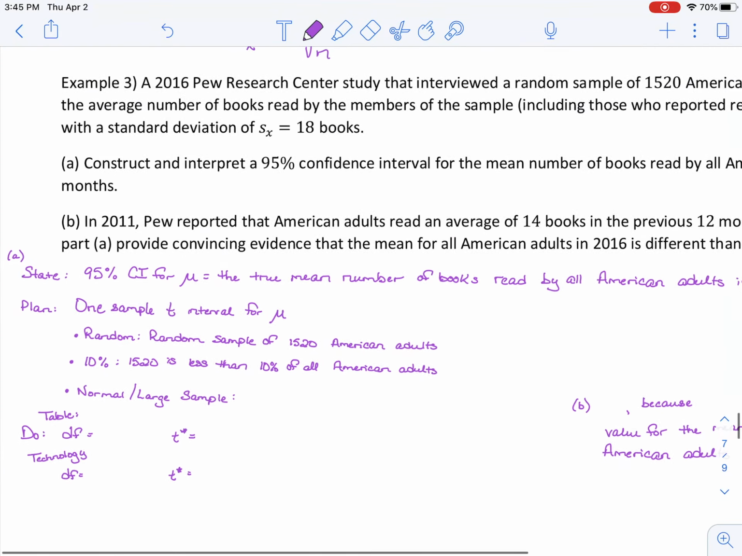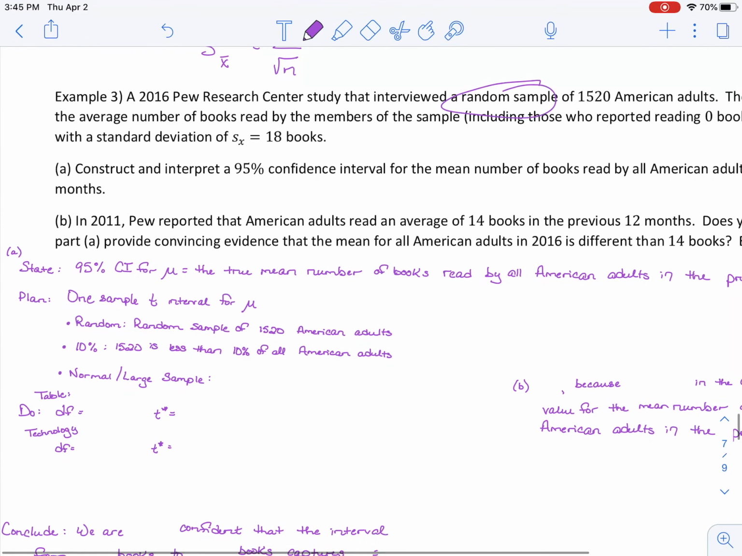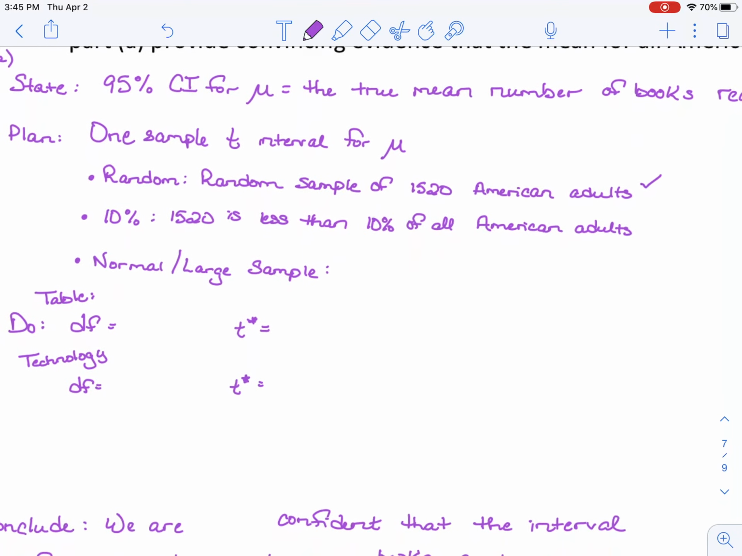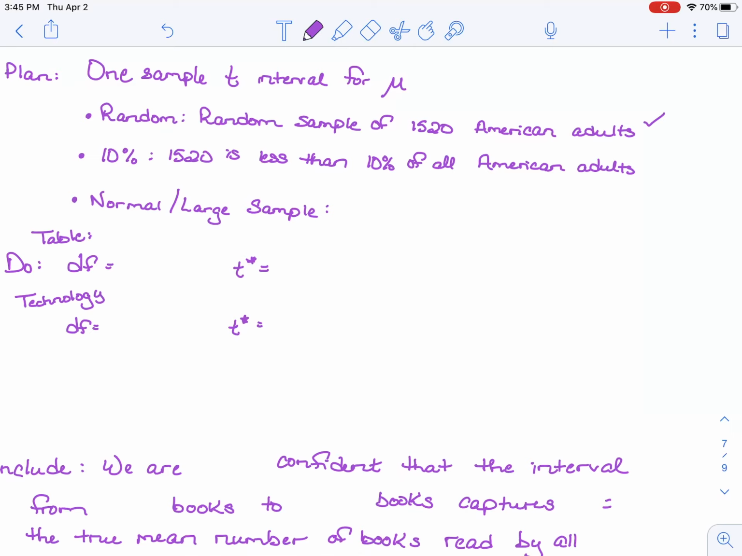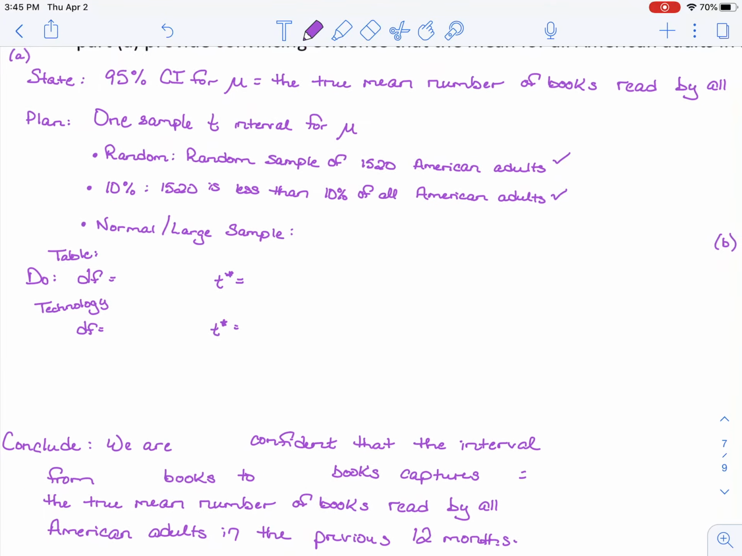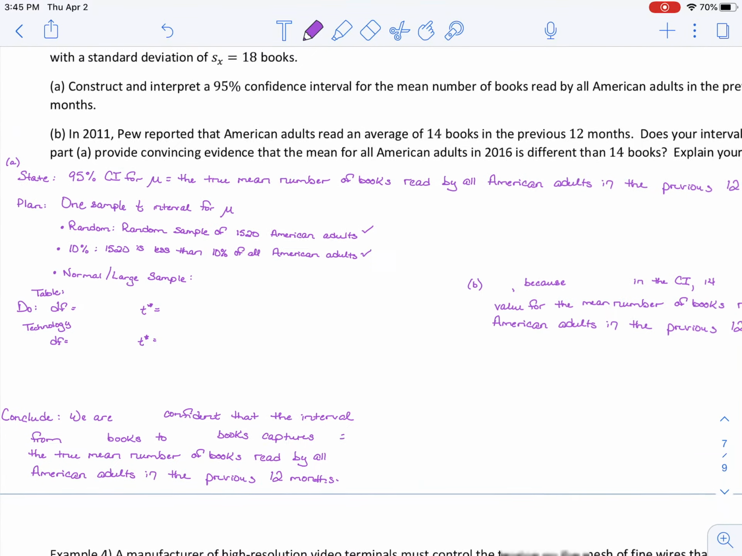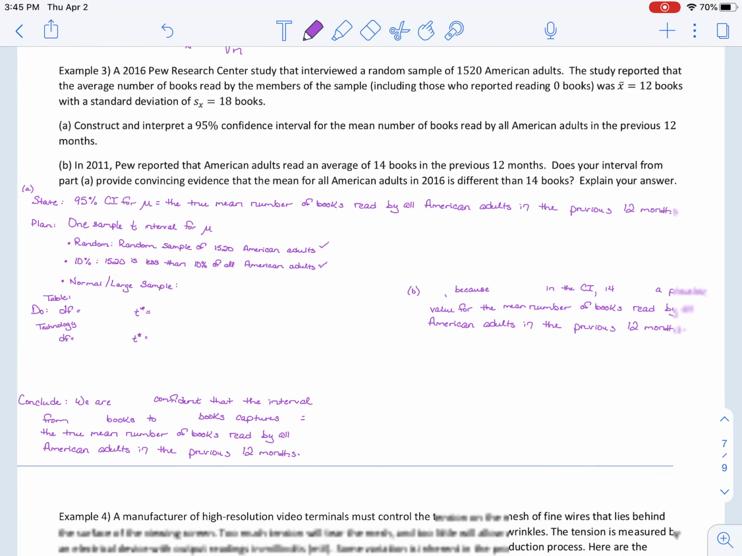So the random condition, I'm just saying that it said somewhere that we have a random sample. So I'm just putting check, we met that condition. Then the 10% condition, my sample size of 1,520 American adults is less than 10% of all American adults. Same as it always has been. But then I need to look for my normal/large sample condition.